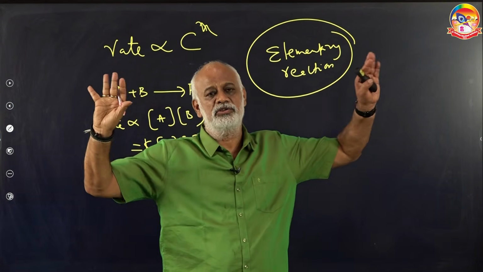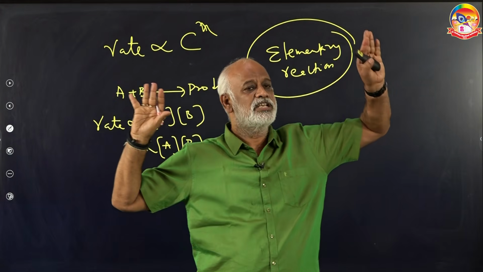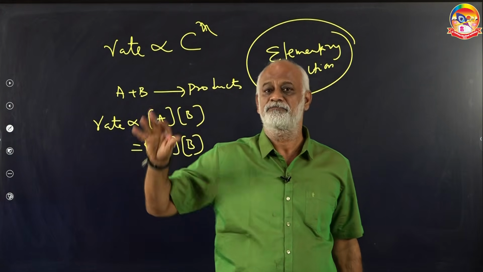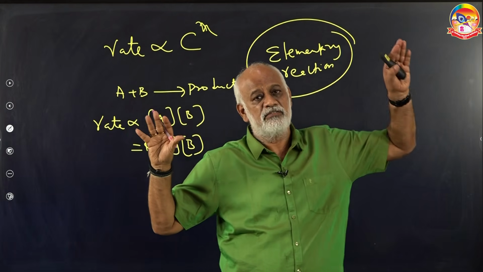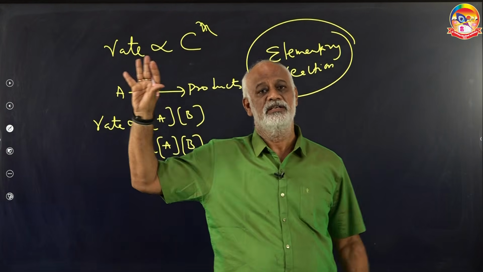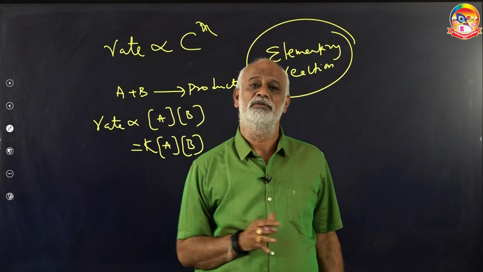Now, tell me how to write both of them. Molecularity, order. Molecularity is for each step of a reaction. Order is for the overall reaction. Molecularity is always a whole number. Order can be a fraction also, or sometimes can be negative also.